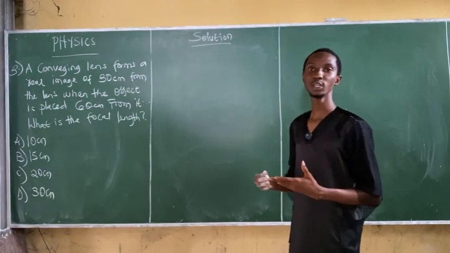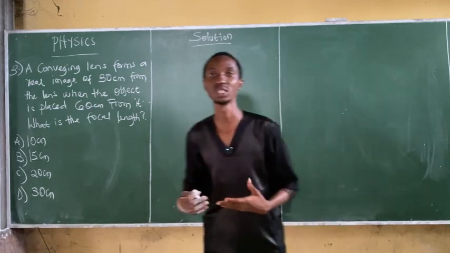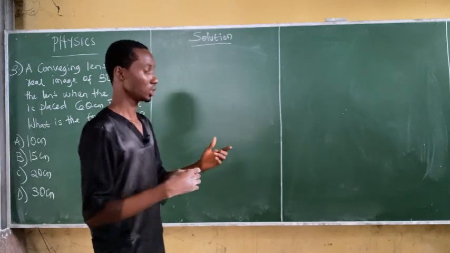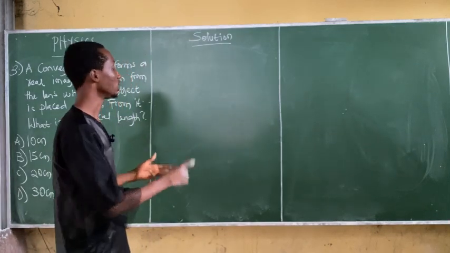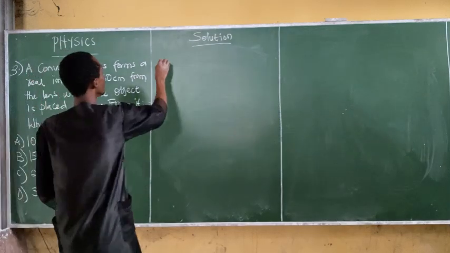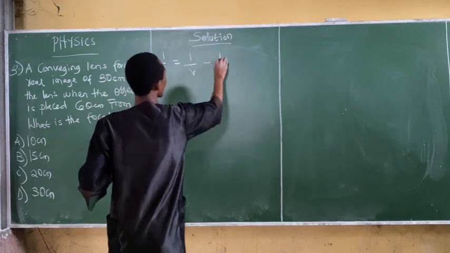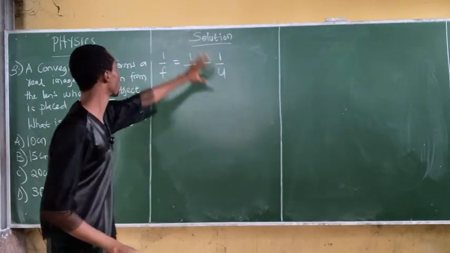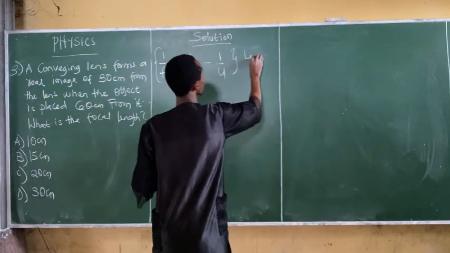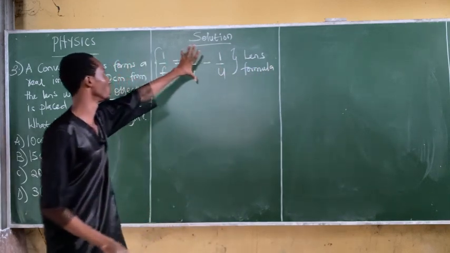Lenses form images based on their focal length. The relationship between the object distance, the image distance, and the focal length is given by the lens formula, which is 1 over f is equal to 1 over v minus 1 over u. That's what they call this formula.